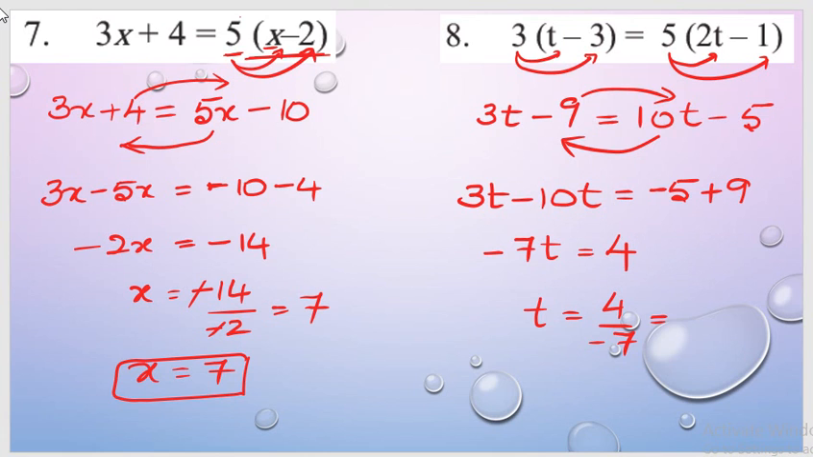But minus should not be written in the denominator. So either you can write it in the numerator or you can write in the middle, right? So I can write as minus 4 divided by 7. So the value of t is minus 4 by 7, right? So this is one particular model.